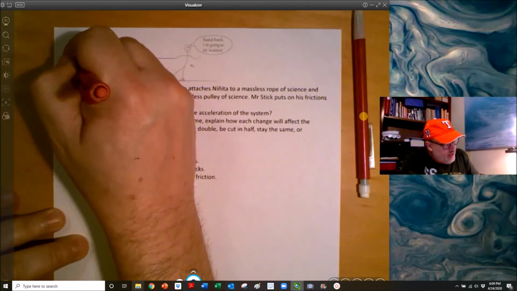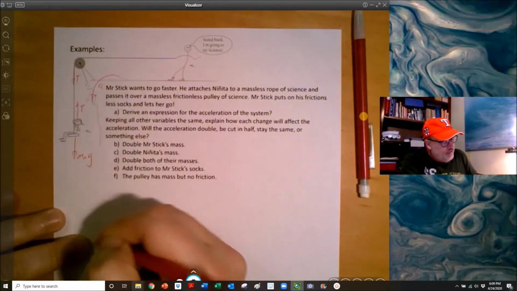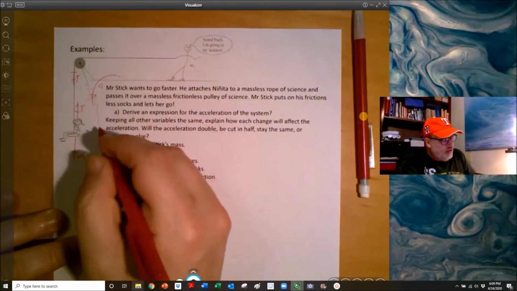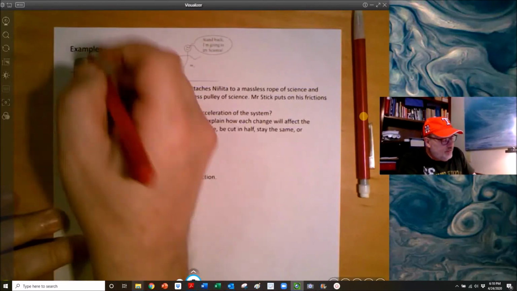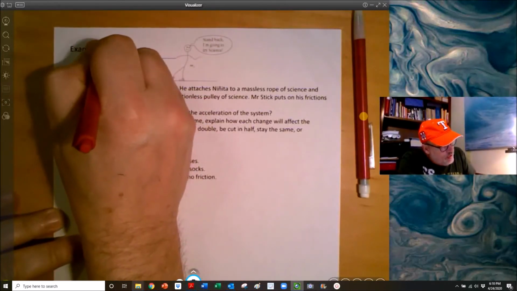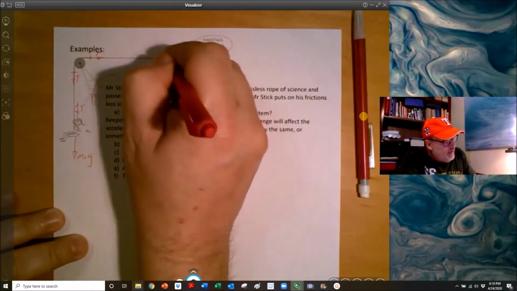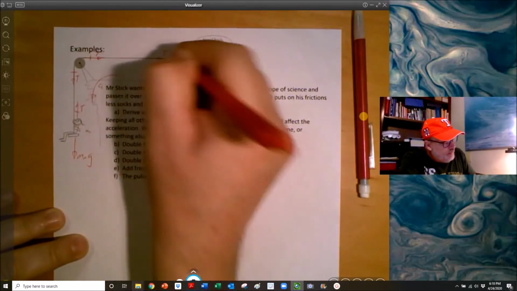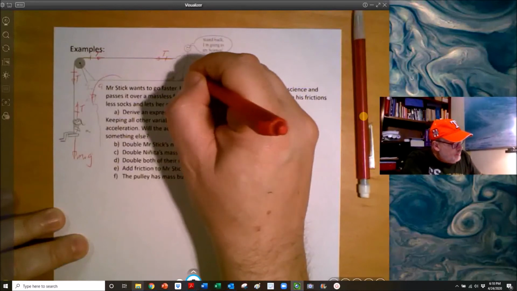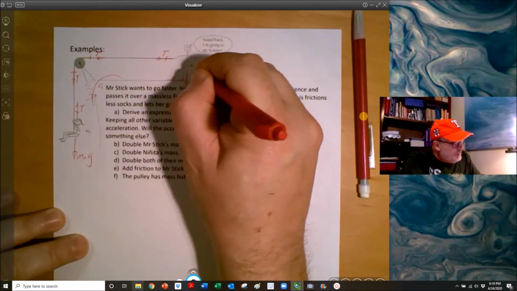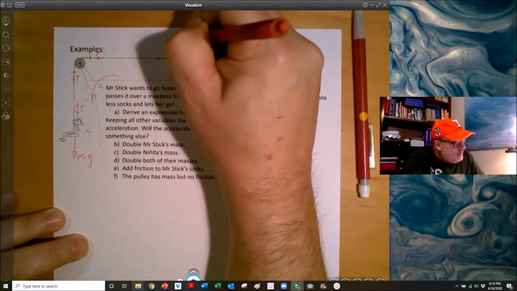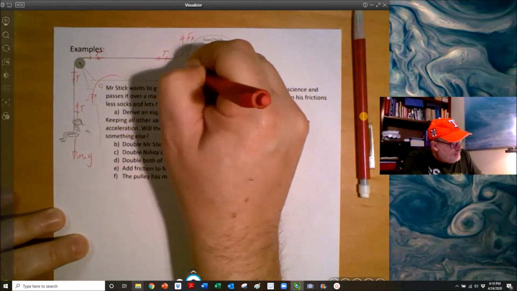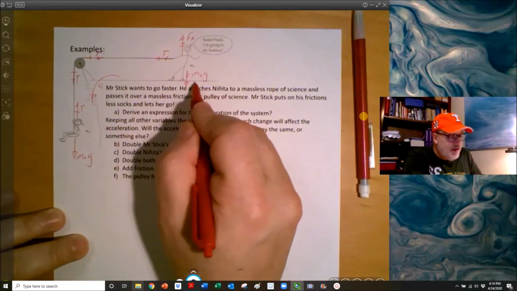So the string up here pulls down T, same tension, from here to here. And then, since it's the massless frictionless pulley of science, this will just be T over here. Same. And that will be T over here. Same. And then there's a gravity force on him downward, mSg, and a normal force up.